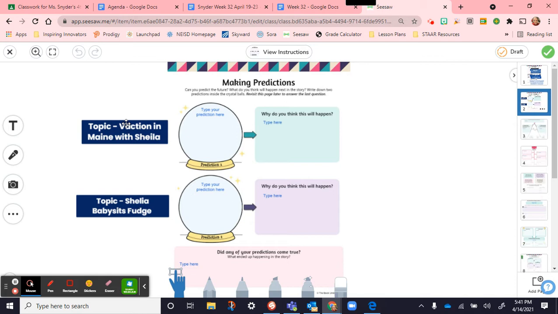So what predictions can you make? How do you think this is going to play out? Do you think something good is going to come out of all of this, or it's just going to keep being them arguing back and forth? And then the next one is Sheila has now started babysitting Fudge. So we're in the beginning stages of that. How do you think that's going to go?